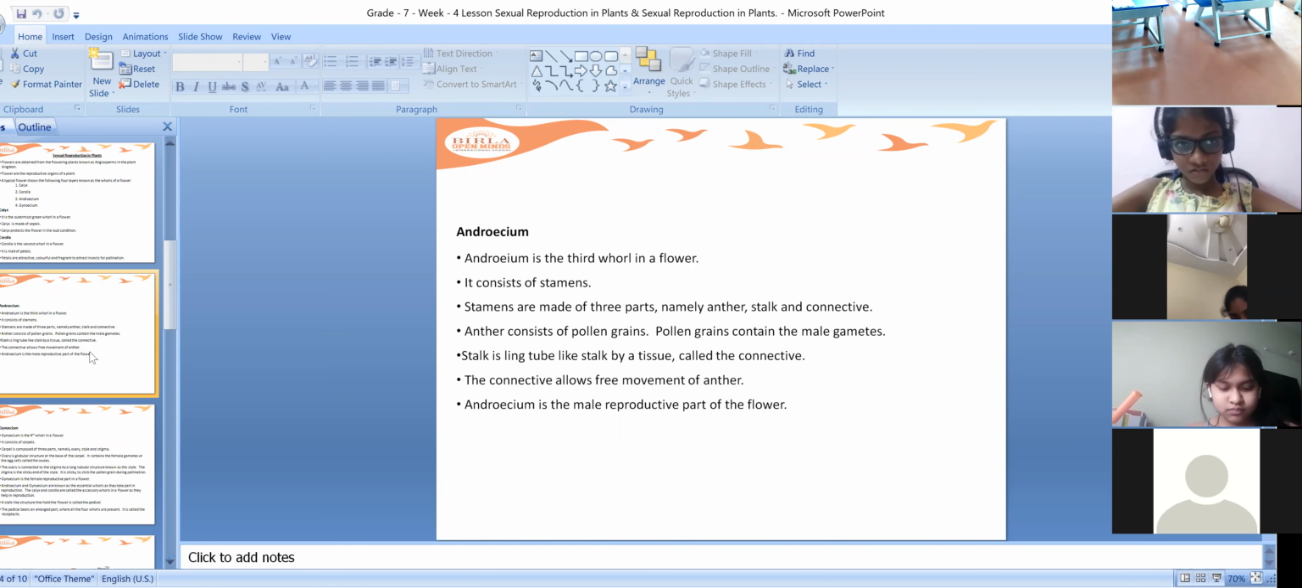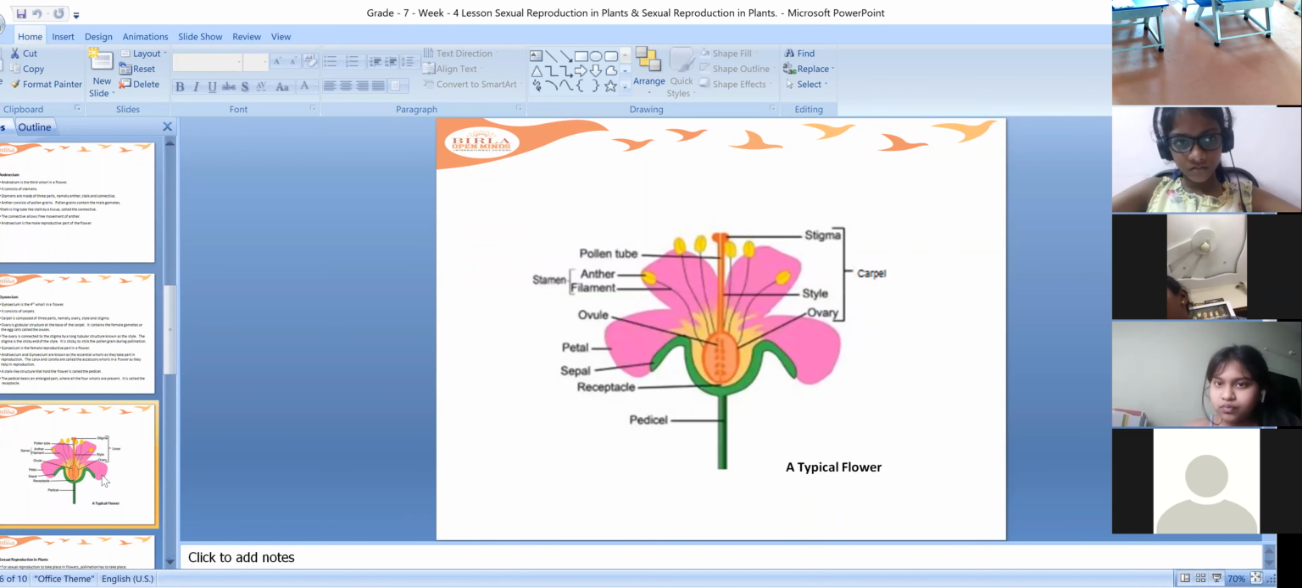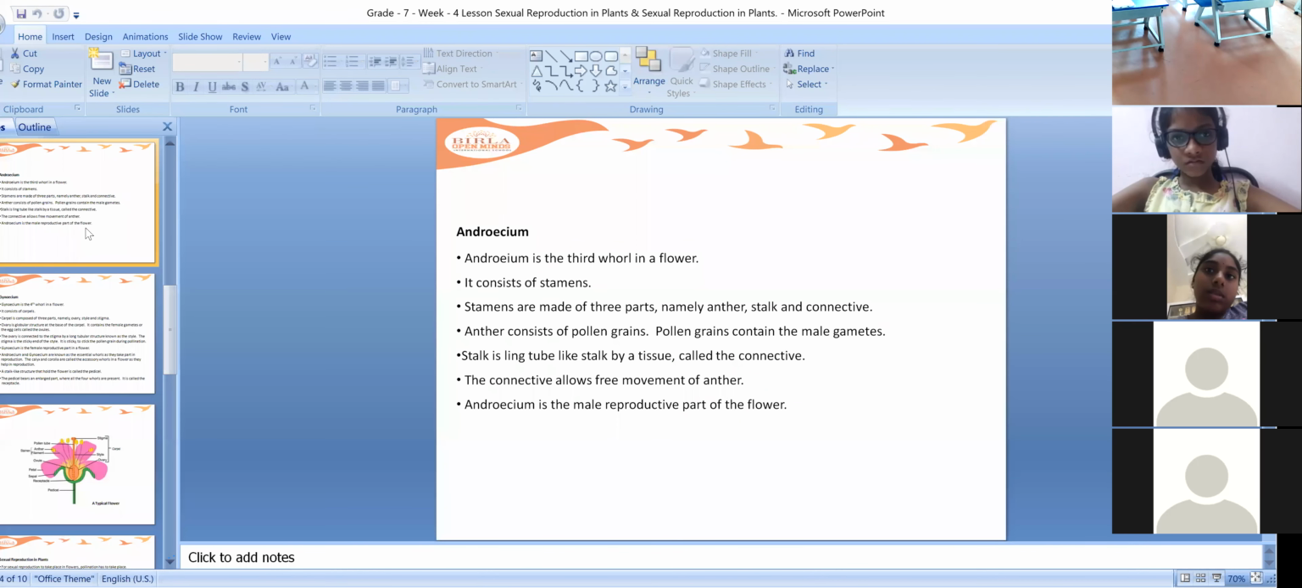It consists of stamens. Stamens are made up of three parts, namely anther, stalk, and connective tissue. I'll show you the picture of the flower. You can see in this picture, stamens are made up of anther, filament, and connective tissue. So they are connected here.